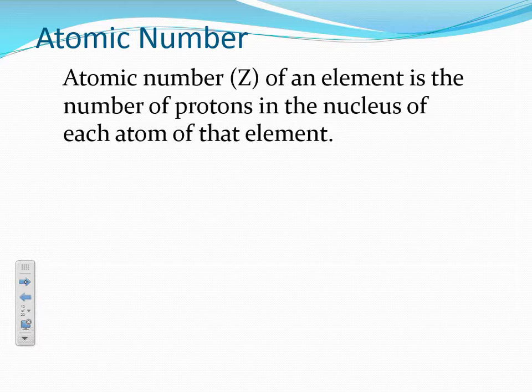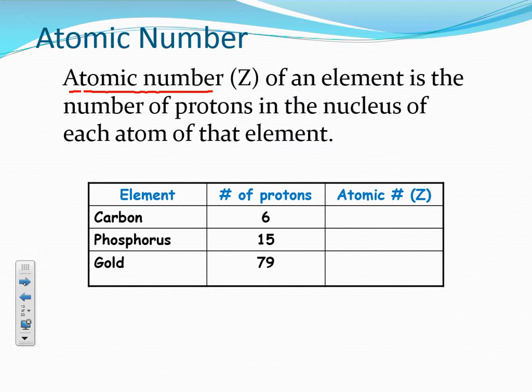Now, atomic number, which can be represented by Z, of an element is the number of protons in the nucleus of each atom of the element. So if you have carbon and it has 6 protons, its atomic number is 6. Phosphorus has 15 protons, its atomic number is 15. Gold has 79 protons, its atomic number is 79.